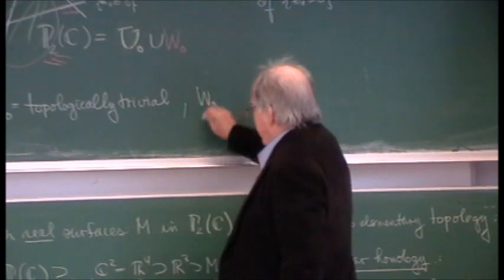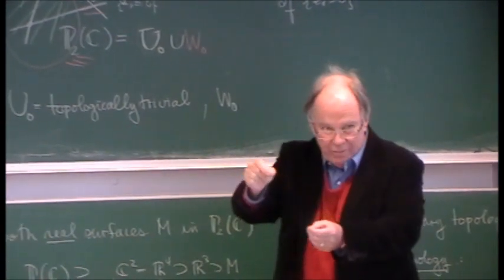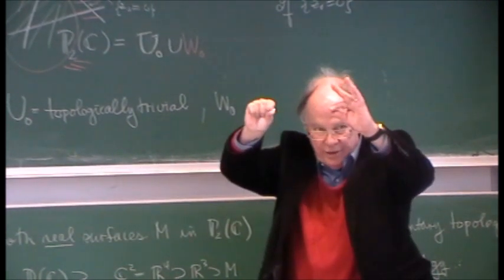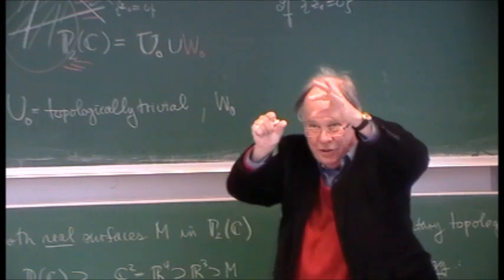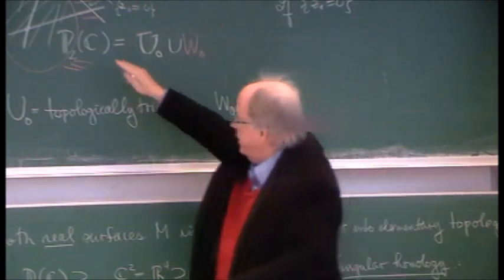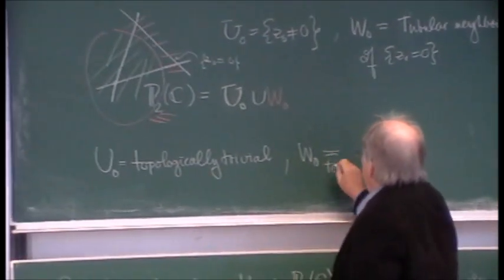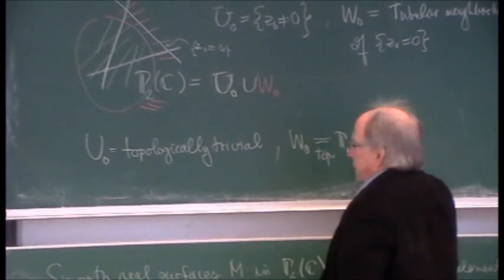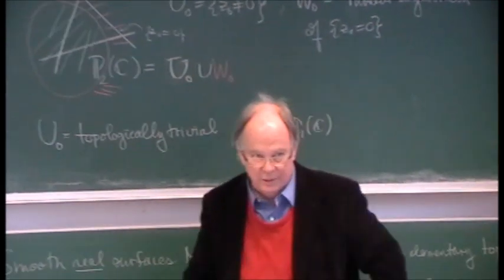This tubular neighborhood of infinity, I just told you how to understand it. Make a great big ball, but I'm just going to push that thing to the ball, and you see that contracting down on infinity. You see it? Just make this radius larger and larger, and it contracts down here. So this is topologically equal to P1C, because you can retract it down to P1C, and that doesn't change its homology.